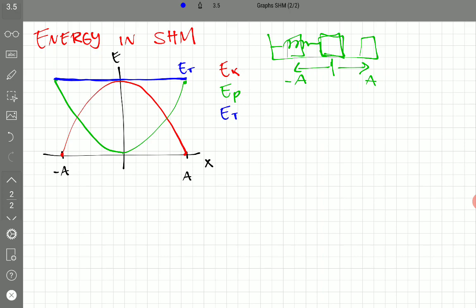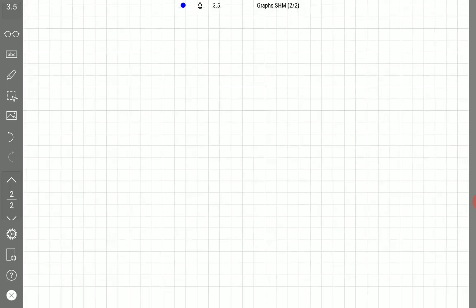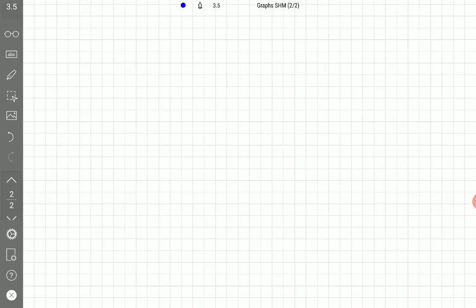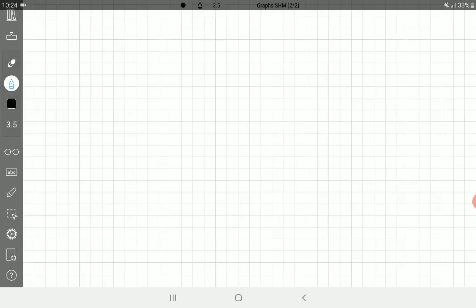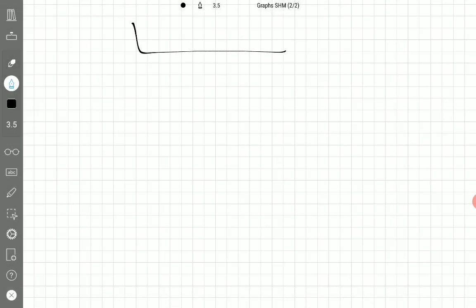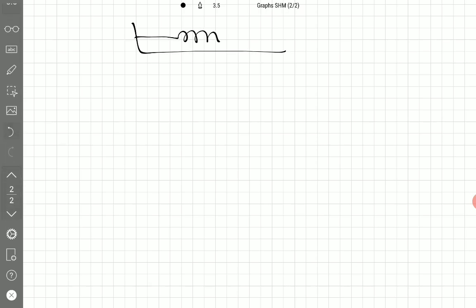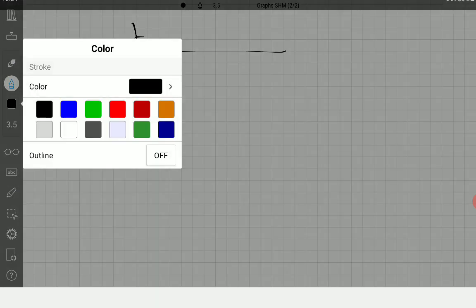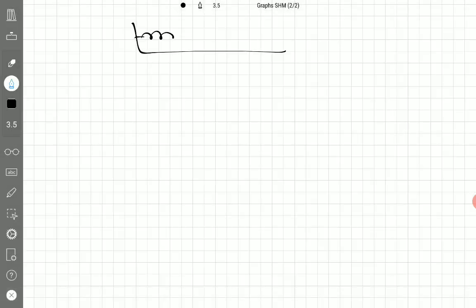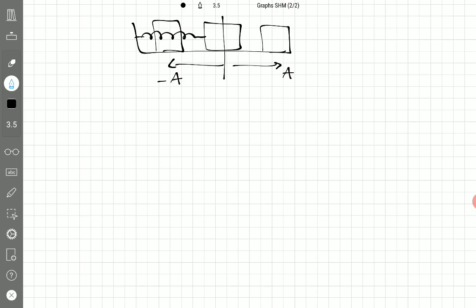Okay, now this is like the first approximation to the topic, but then what about the variation of energy with time? So let's think of, again, a mass spring system. So this will be your spring, and this will be your mass here, and that mass will be moving between two extreme positions about the equilibrium, negative A and positive A.